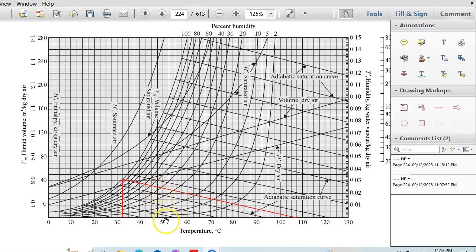Then we have the DBT, dry bulb temperature. The dry bulb temperature is 50 degrees Celsius. From 50 degrees Celsius, draw vertically upwards to where it meets the adiabatic saturation curve line. Take left from that point. This is the point of our interest.